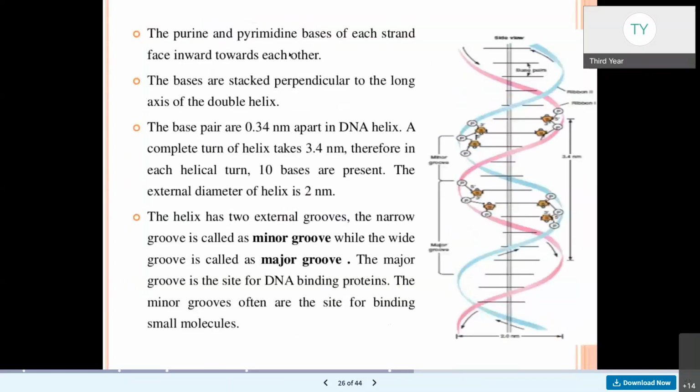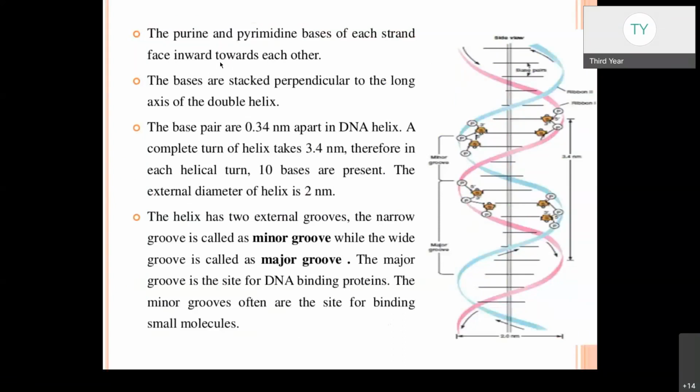And the purine and pyrimidine bases of each strand face inward. तो आउटवर्ड क्या होता है? आउटवर्ड होता है जो कि सराउंडिंग को फेस करता है, वो होता है आपका शुगर एंड फॉस्फेट, और जो इनवर्ड मॉलिक्यूल होते हैं वो क्या होते हैं? वो प्यूरिन एंड pyrimidine बेसिस होते हैं.